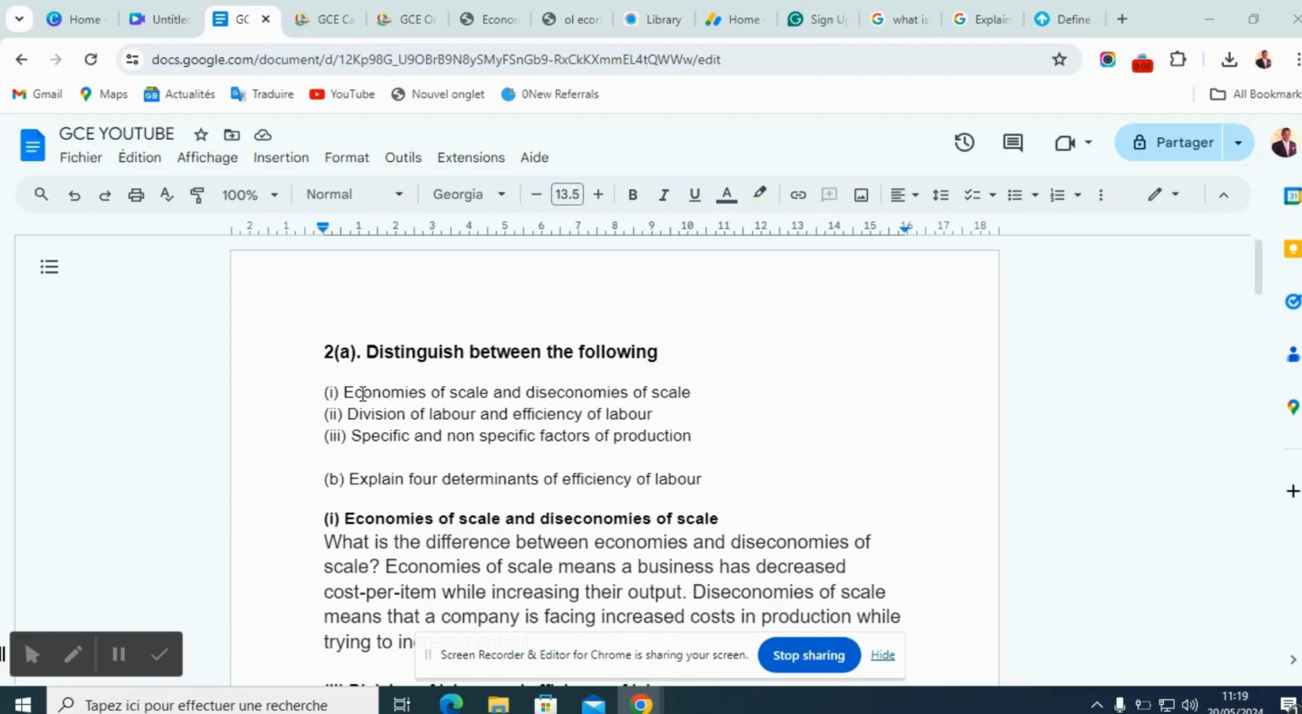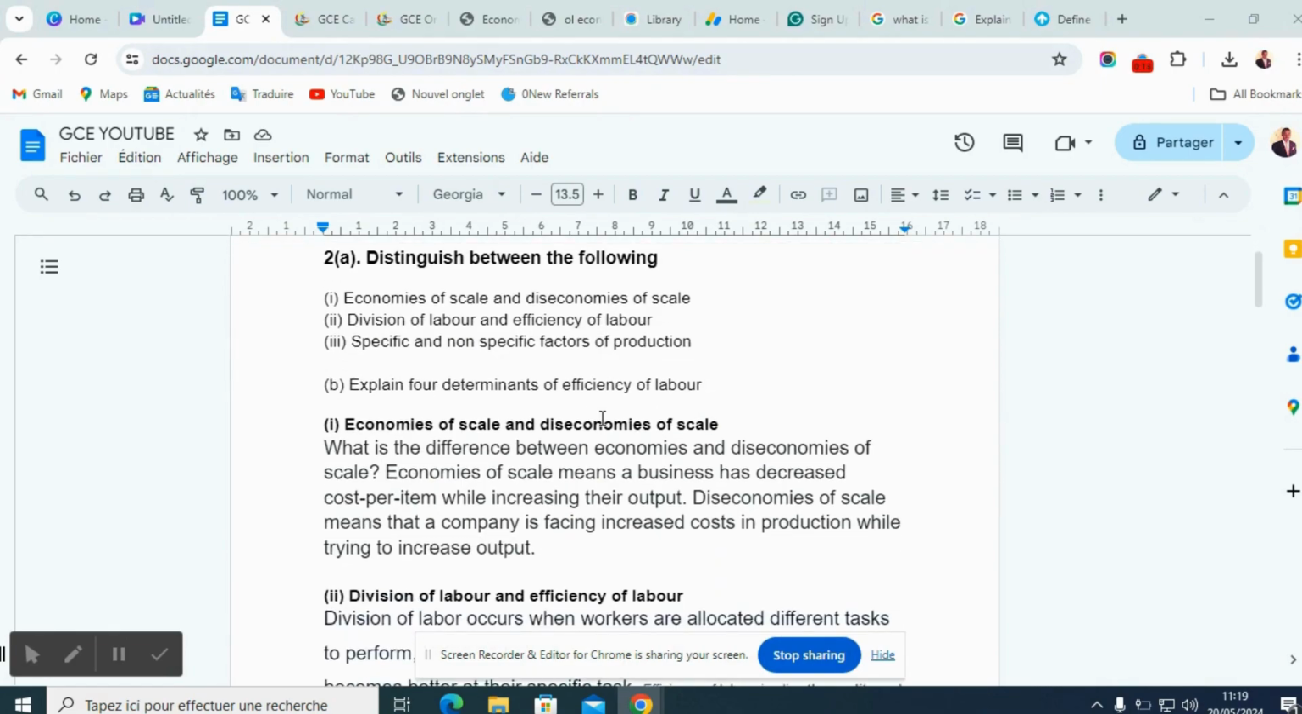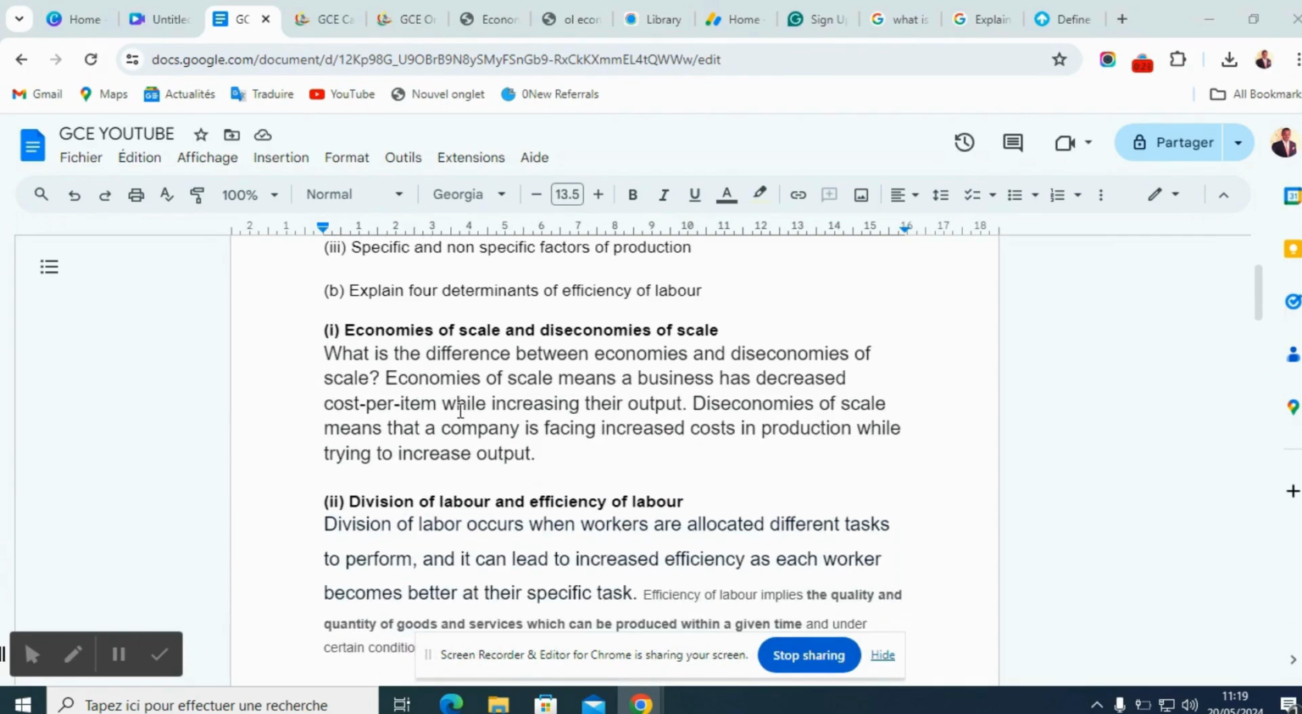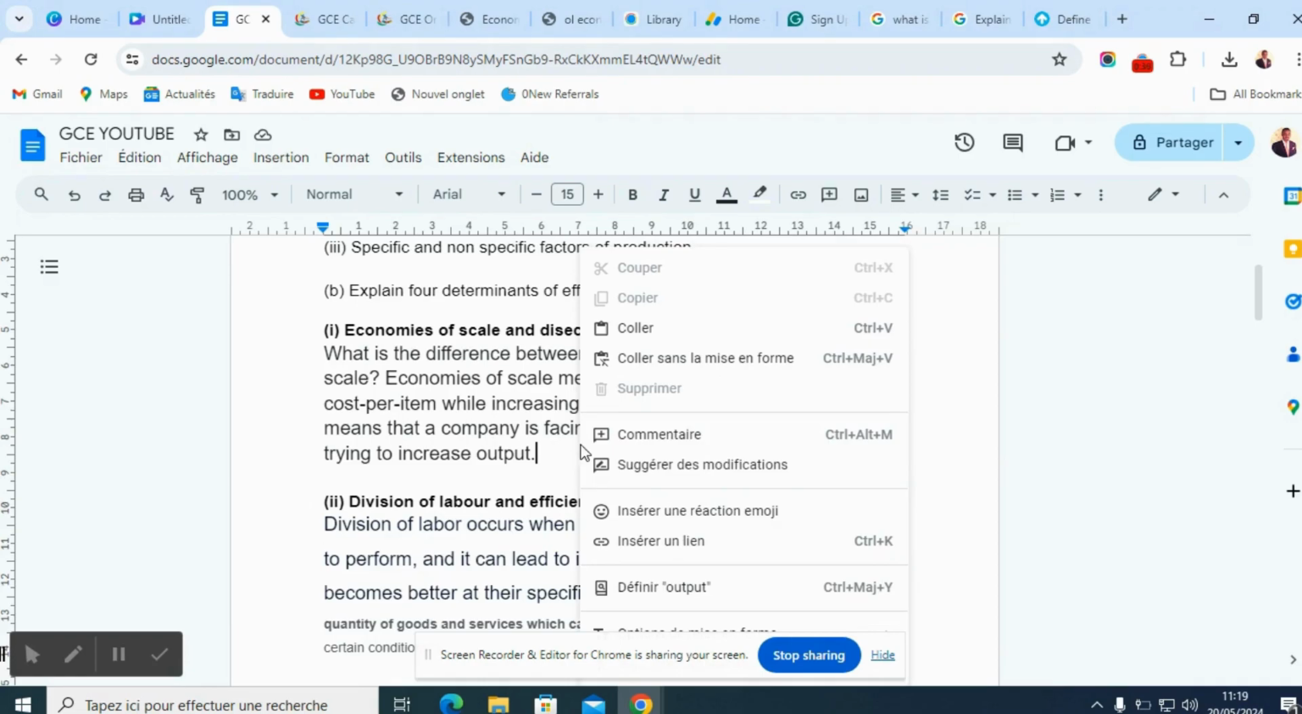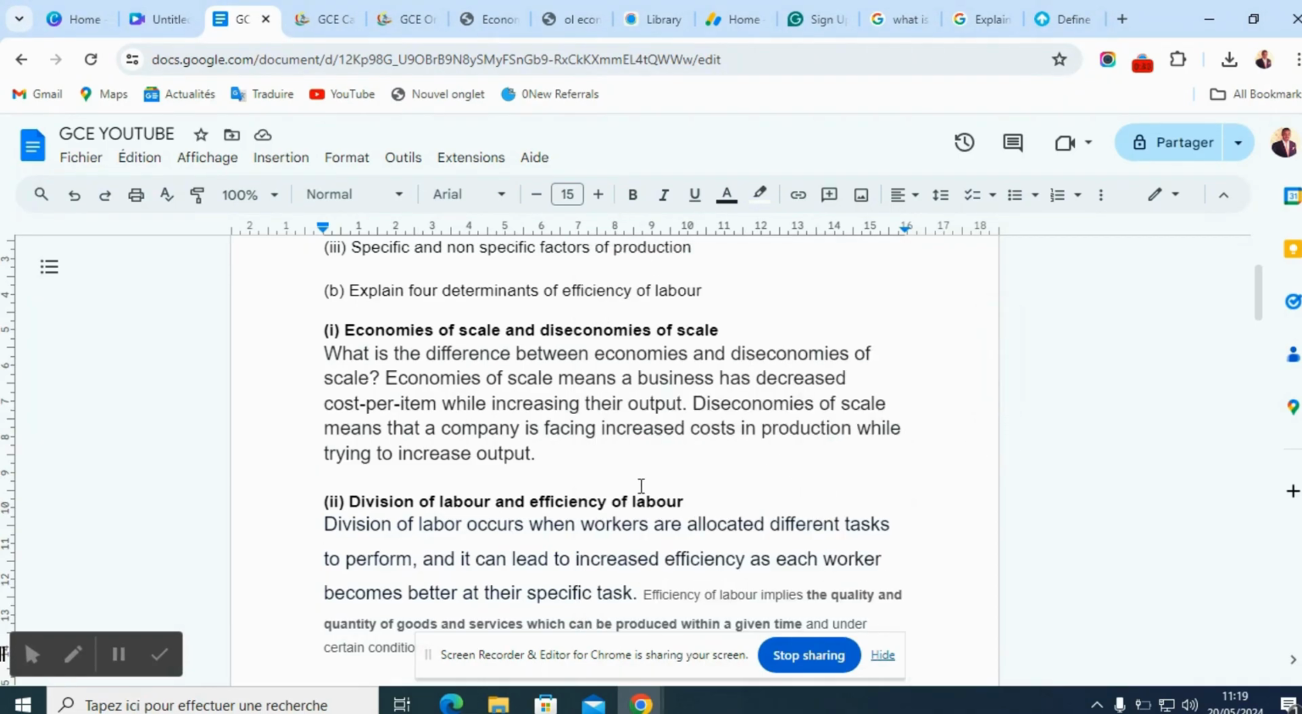The first one says distinguish between economies of scale and diseconomies of scale. What is the difference? Economies of scale means a business has decreased cost per item while increasing their output. Diseconomies of scale means that a company is facing increased cost in production while trying to increase output.